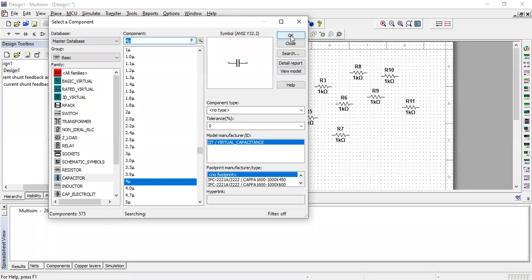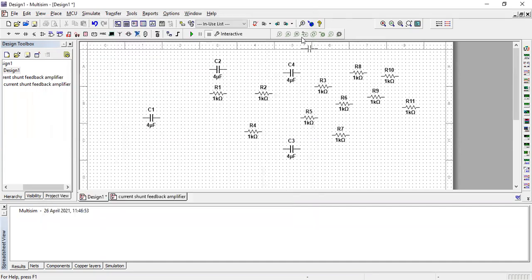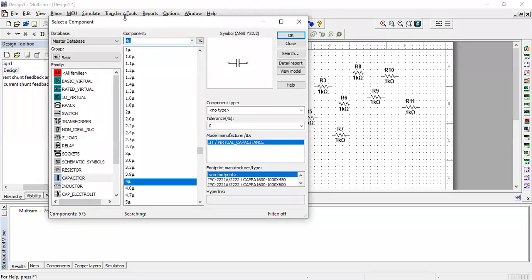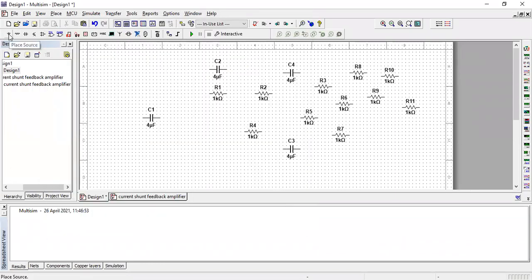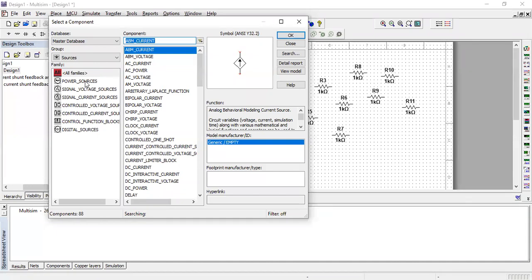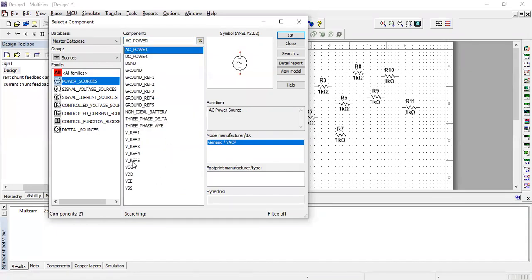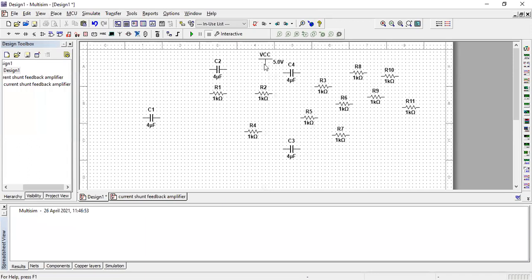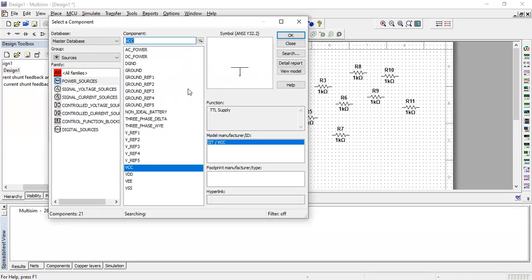So next, what are the other things required for me? I need a supply. So what is the supply? Where will I get the supply? What are the things? Where do we have to go? The first one is sources. Place sources is available. There you can see the power sources. If you go to power sources, we'll have VCC. I require VCC only. So I'll take VCC. Okay. I'll keep it here.